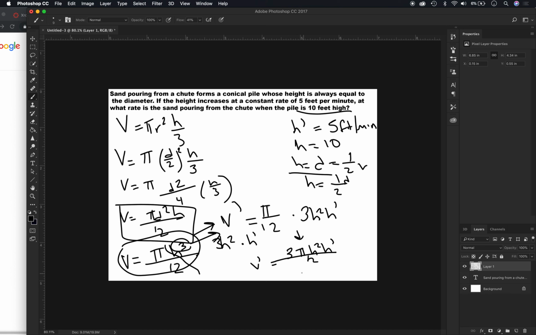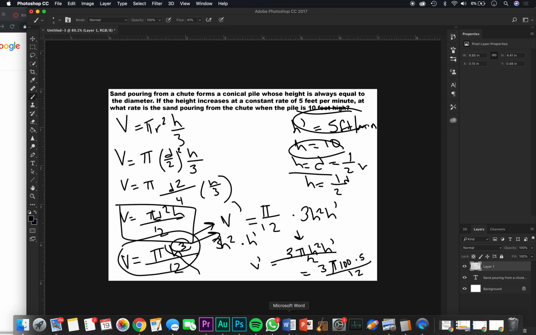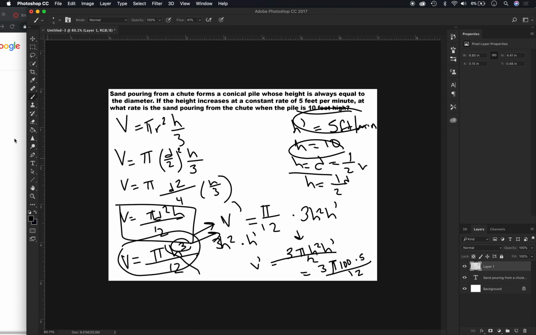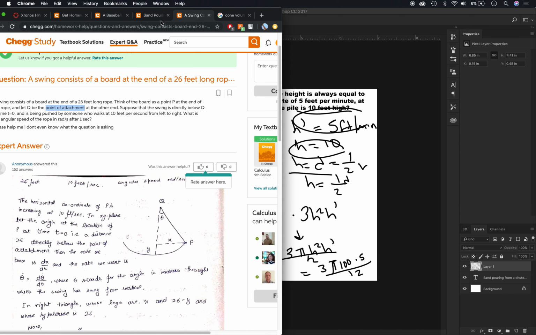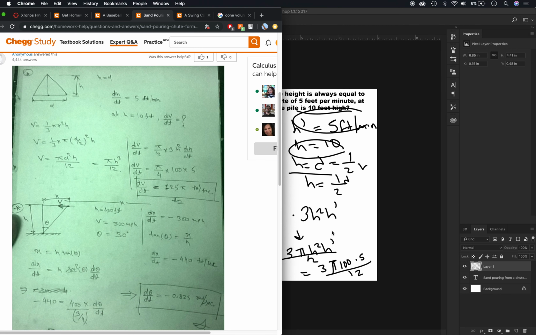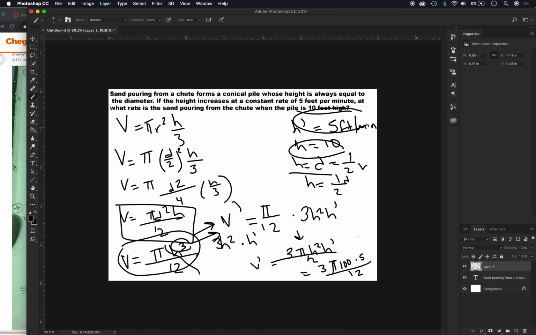Now you just plug stuff in. So you can do 3 pi, what's h? 10. So that's 100. And then h prime is 5 times 5 over 12. And that should be your answer. Right. That should be the answer. This makes no sense to me. That's another question. So that should be your answer. Yeah, they just simplified pi over 4. I kept the 3 over 12. So your answer is going to be 125 pi.